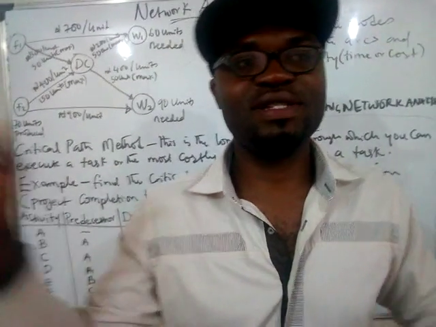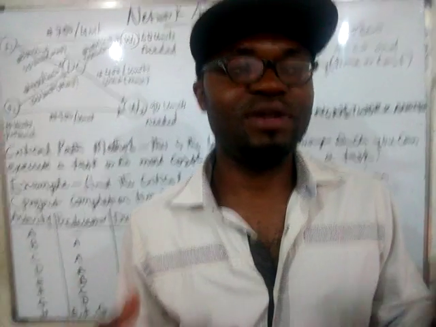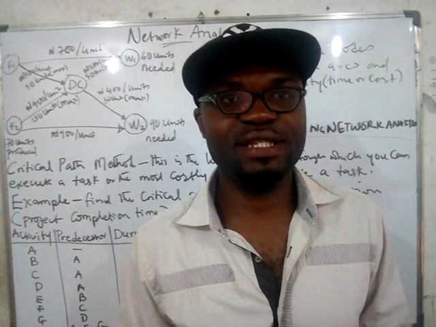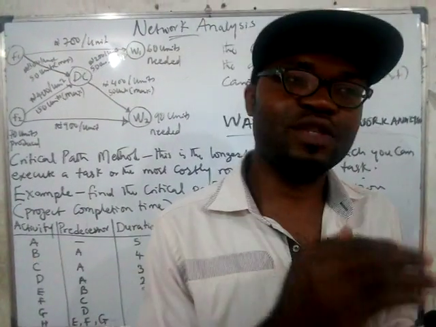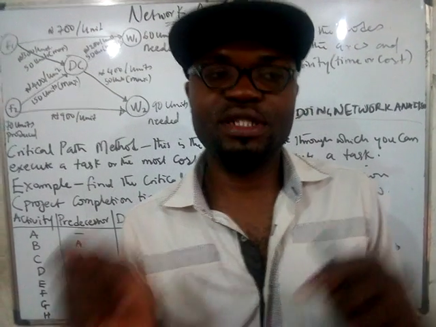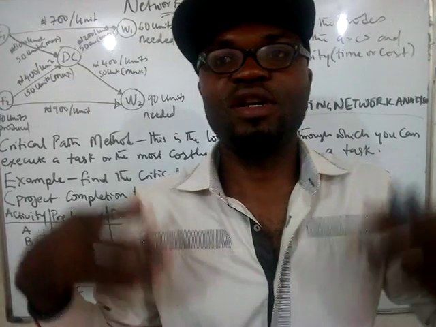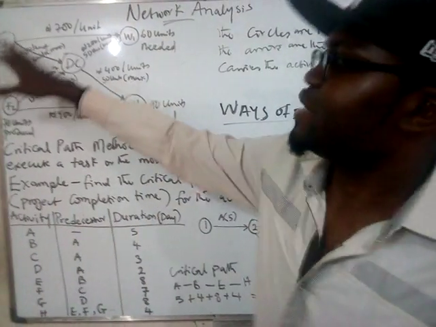So a network is just the connection of processes in chemical engineering, or connection of activities. So when these activities are connected, we check out what is the longest way to get to our aim, or what is the shortest way, or what is the costlier way of getting to our aim. So this is what is depicted here.